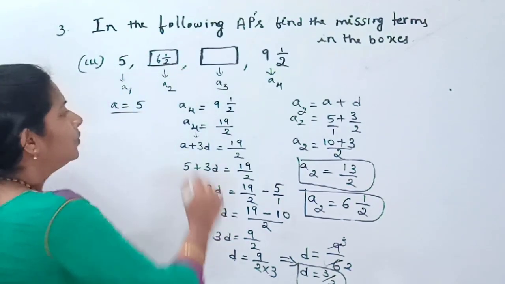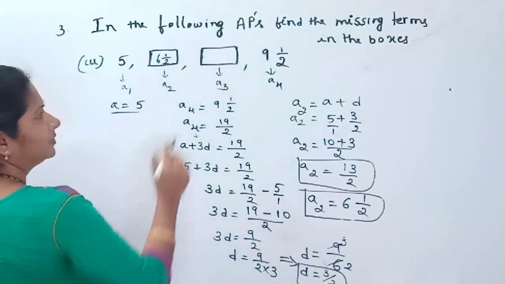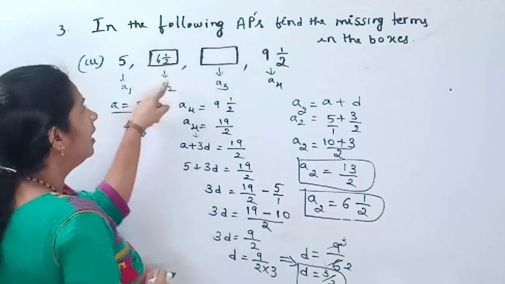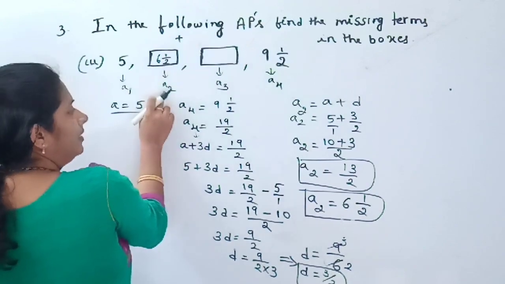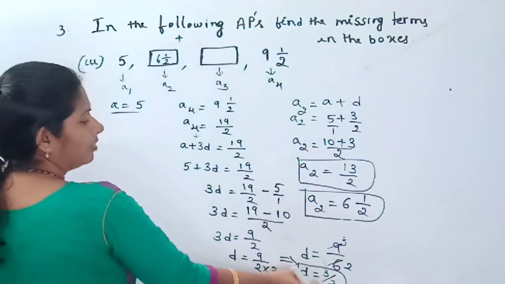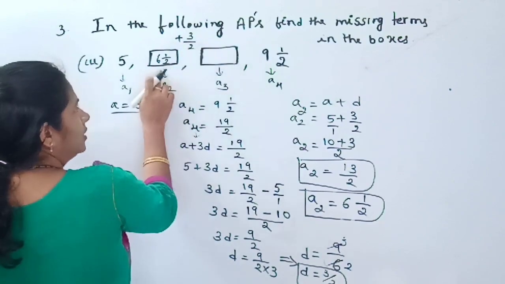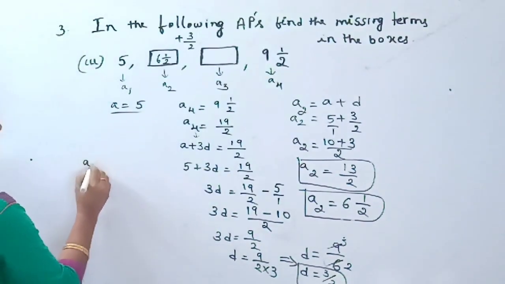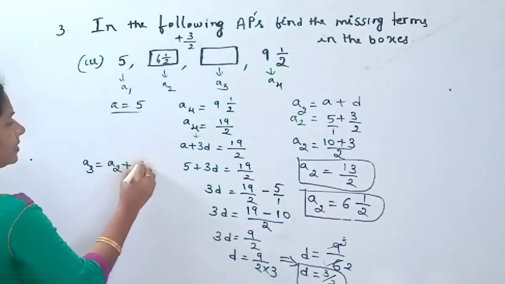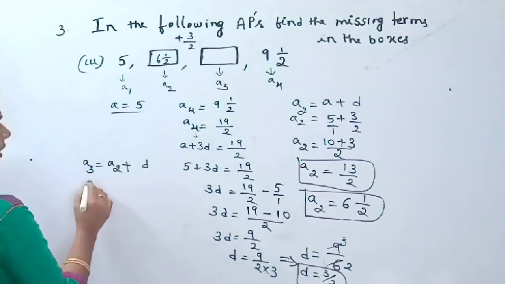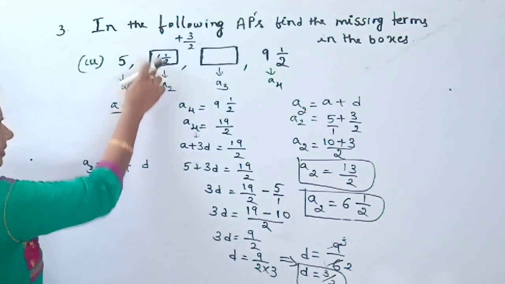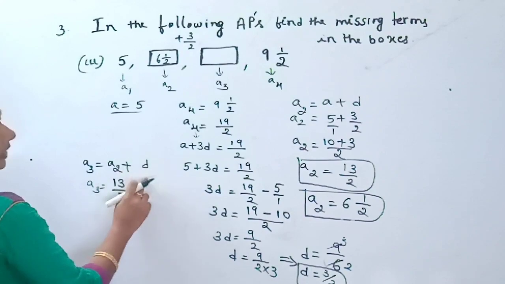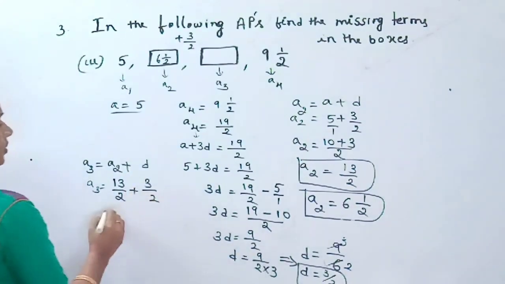Is it clear? Now we need to find the third term, A3, children. So how will you find A3? Add the common difference to the second term, you will get the third term. So let me write here, A3 equal to A2 plus D. So A3 value equal to A2 value, which is 6 and half, let me write it as 13 by 2, plus D. D is 3 by 2. So it is how much?